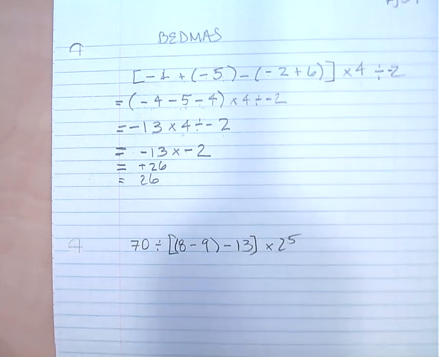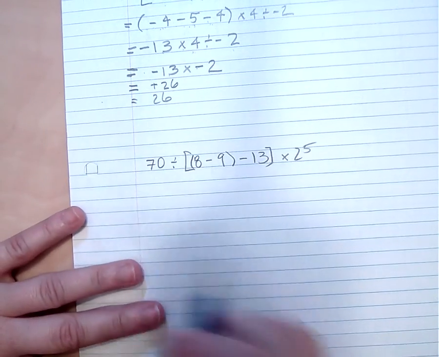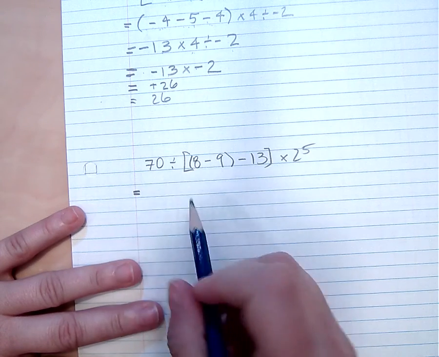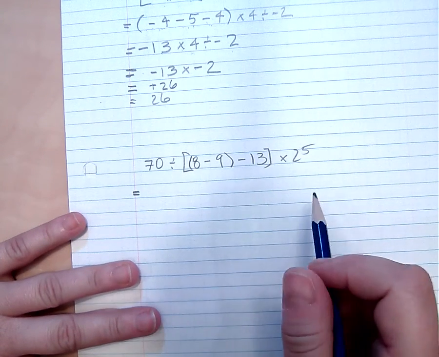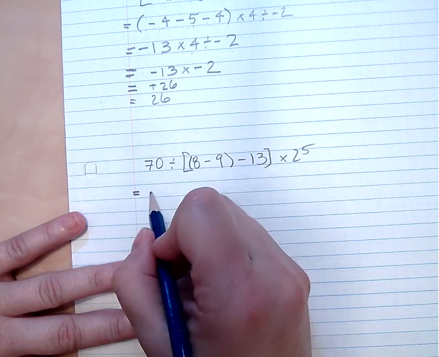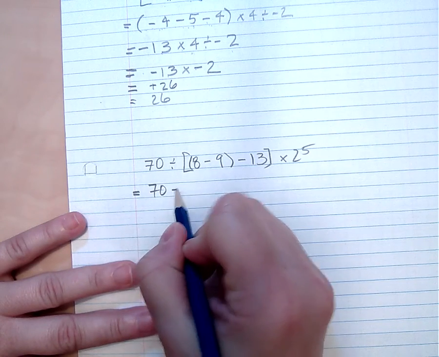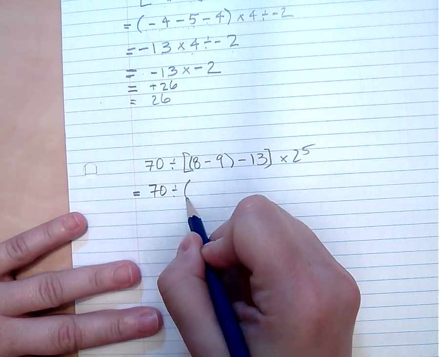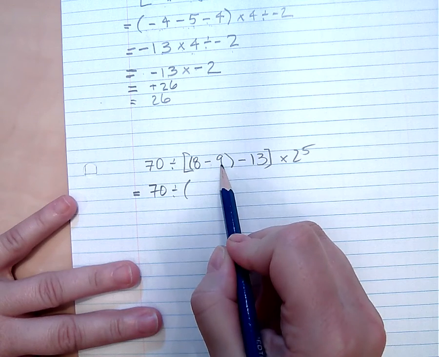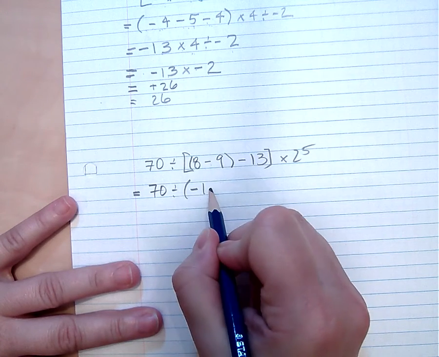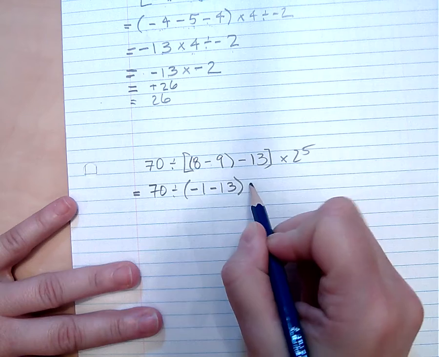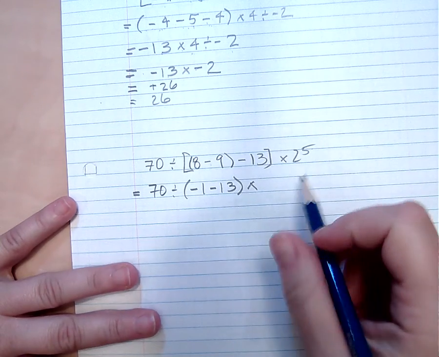Okay, let's do one more. Here, this one is all of this stuff. So we've got here 70 divided by, and then let's see what's in this bracket. 8 minus 9 is -1. -1, -13 times 2 to the 5. Well, what is 2 to the 5?